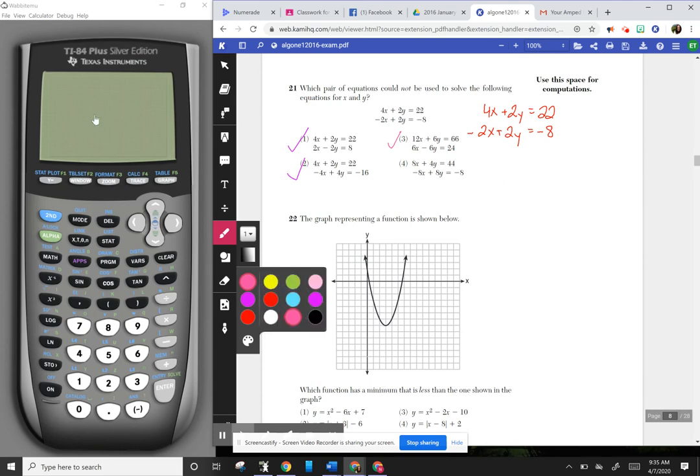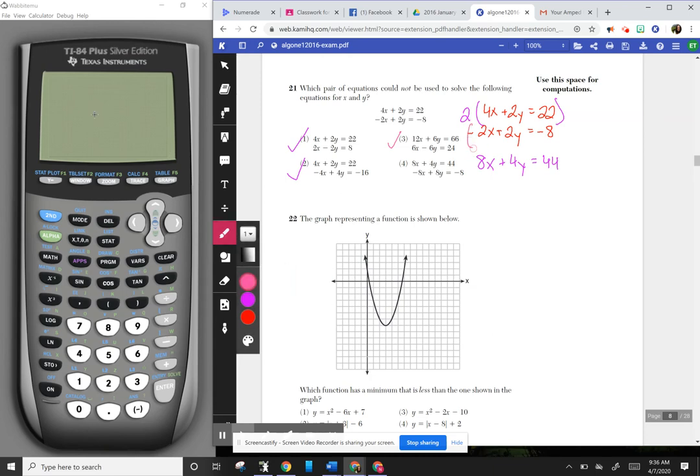Okay, so our top equation here changed. We started with 4 and we went to 8, right? So what do we have to multiply 4 by to get to 8? We have to do 2 times 4. Now let's check the rest of them. 2 times 4, we get 8x. 2 times positive 2, we get 4y. And 2 times 22, we get 44. Right, that one looks good so far.